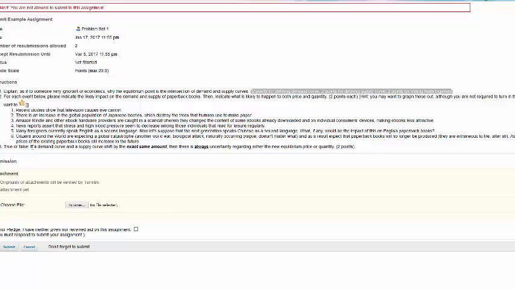I'm asking you guys, if a demand and supply curve shift by the exact same amount, then is there always uncertainty regarding one of these things, right? Either the new equilibrium price or the new equilibrium quantity. So I want you guys to explain as well, all right? So I need to add that there. So true or false, and explain why it's true or false, okay?